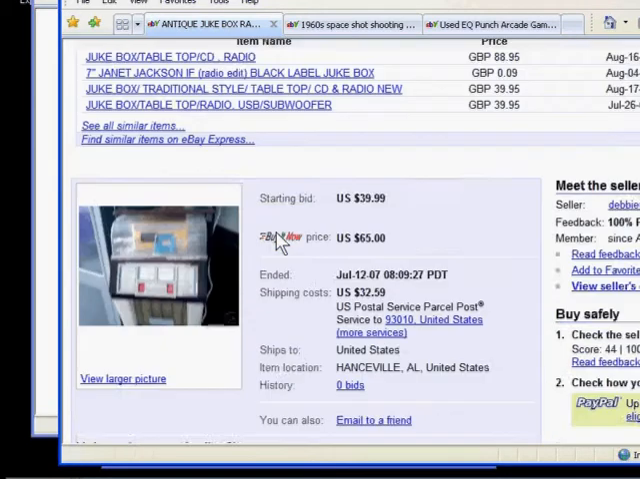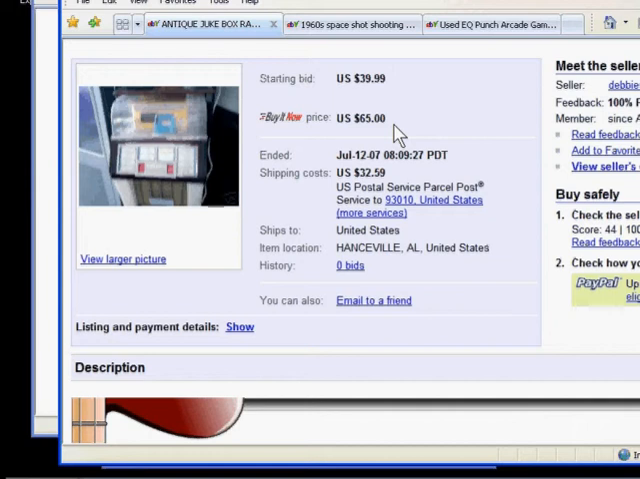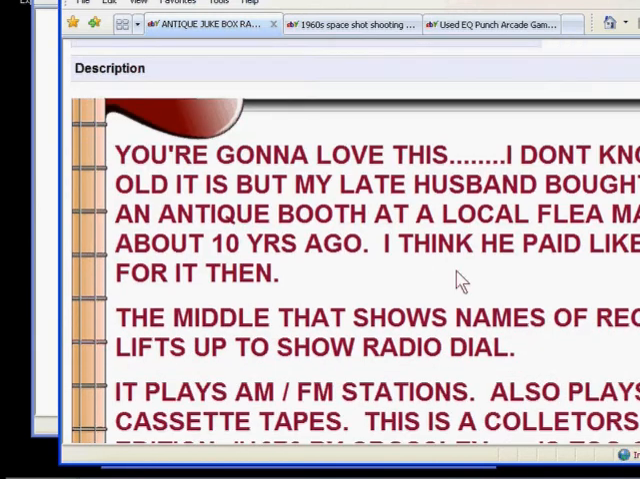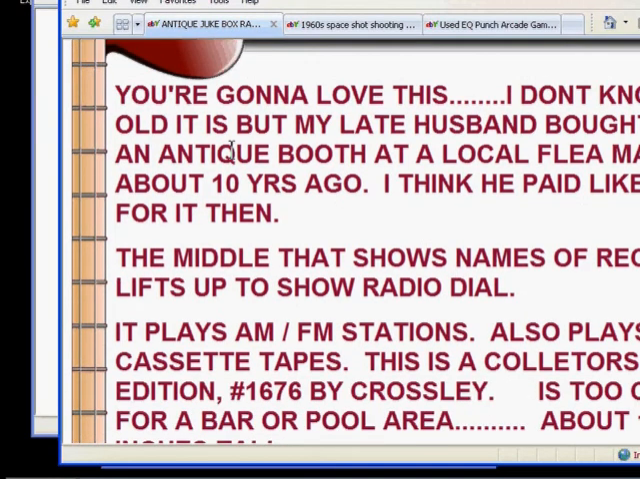As I scroll down, I see the buy it now price is $65, the starting bid is $39.99, and there were no bids on this item. I'm not surprised that there were no bids. I can tell why from the description. As we scroll down, the description's in all caps. It's highly inappropriate to post anything in all capital letters on the internet.